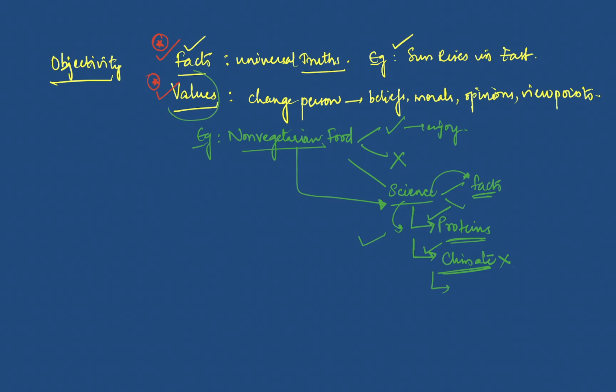But values are basically based on these perceptions, the beliefs that you have, the morals that you have, the opinions that you have, and the viewpoints that you have. So that is how facts and values differ from each other, right? So that is basically a very brief introduction of what facts and values mean, right?